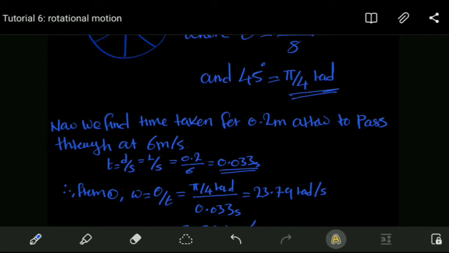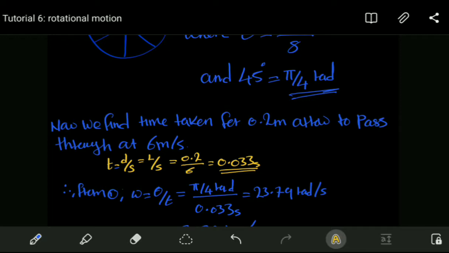So we find our time here. T equals d over s, which is L over s. We have 0.2 over 6, and we get 0.033 seconds. Okay, so it takes 0.033 seconds for the arrow to pass without touching any of the spokes.